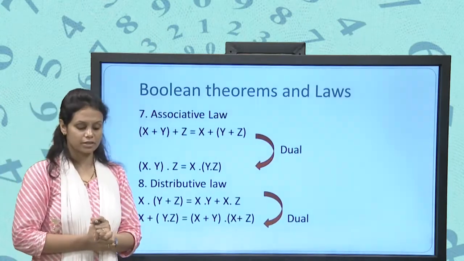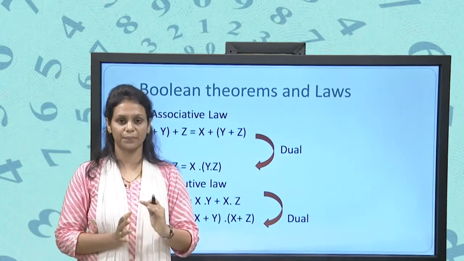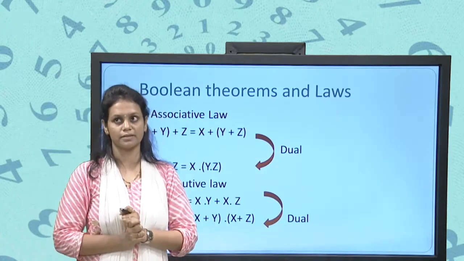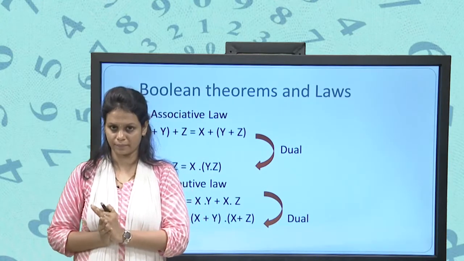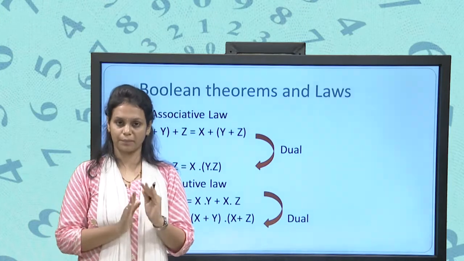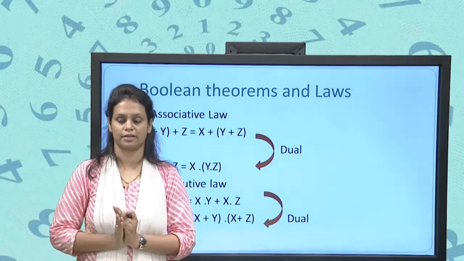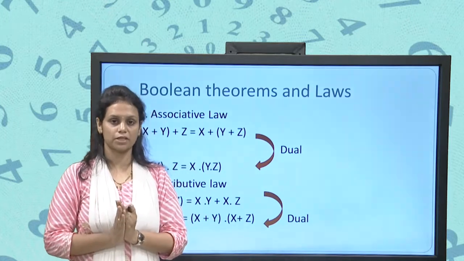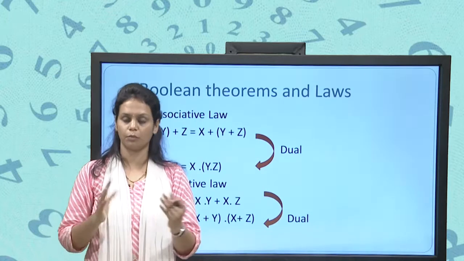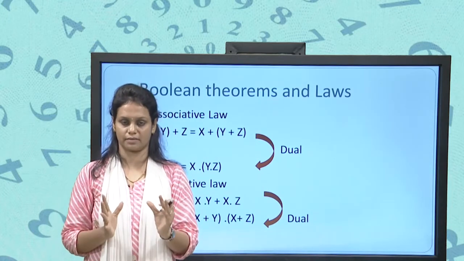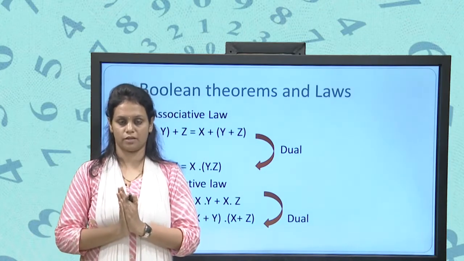Next is the associative law. What is the associative law in the normal number system? Suppose we want to add 1 plus 2 plus 3. In the first case, we first add 1 plus 2 and then add 3. In the second case, we first add 2 plus 3 and then add 1 to the answer. In both cases we get the same answer. So, we can say that plus is an associative operation.